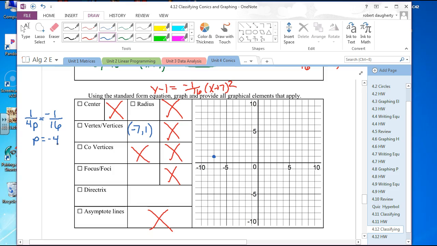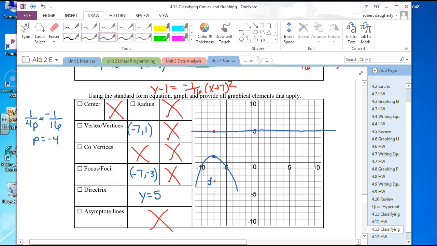Right, you get that? So that means if I go up 4, 1, 2, 3, 4, something happens. Go down 4, 1, 2, 3, 4, something happens. Now, which way do we say this guy points? Down. So it's going to have to be this. So that makes this a what? That's a focus, and it makes this the what? That's the directrix. So what's the focus? Negative 3. And what's the directrix? Yeah, y equals 5. And we're done.